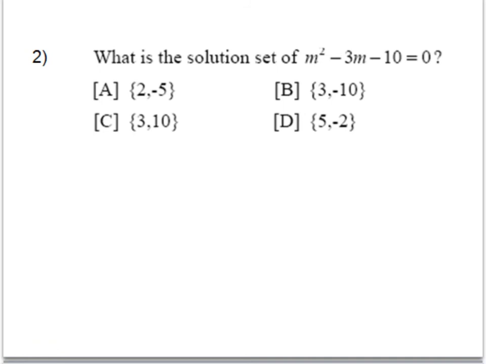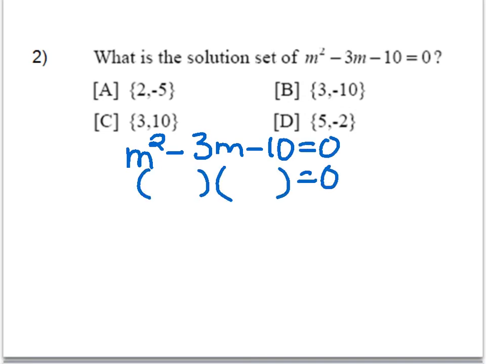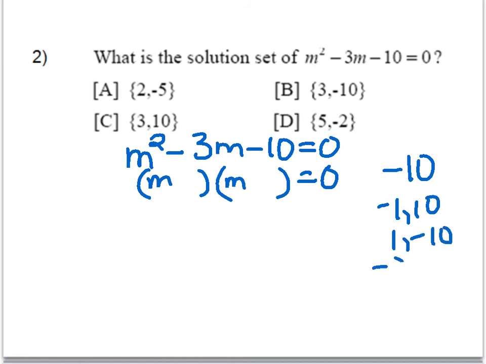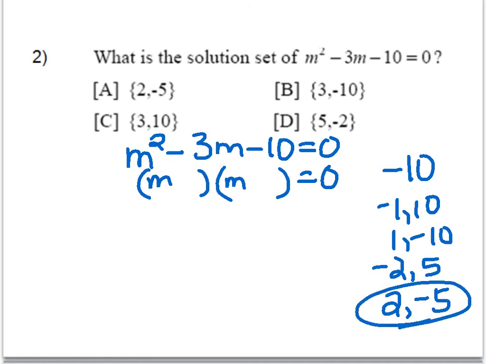Regents review number 2 says, what is the solution set of m squared minus 3m minus 10 equals 0? So we don't have to put it into standard form. It's already done for us. We do need to factor it. M times m is m squared. The factors of negative 10 are negative 1 and 10, 1 and negative 10, negative 2 and 5, and 2 and negative 5. We have to have opposite signs. Which of those two add up to give me a negative 3? That would be the plus 2, minus 5.